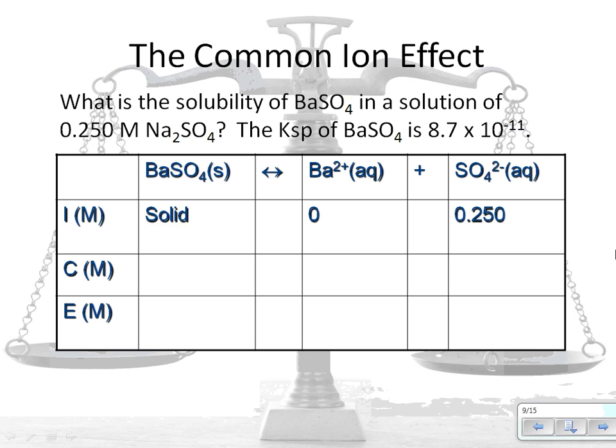All right, so let's do an example of a calculation with the common ion effect. So it's asking you here, what is the solubility of barium sulfate in a solution that already contains 0.25 molar of sodium sulfate? The Ksp of barium sulfate is 8.7 times 10 to the negative 11.